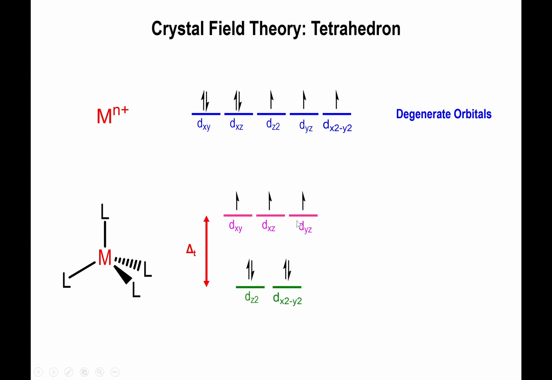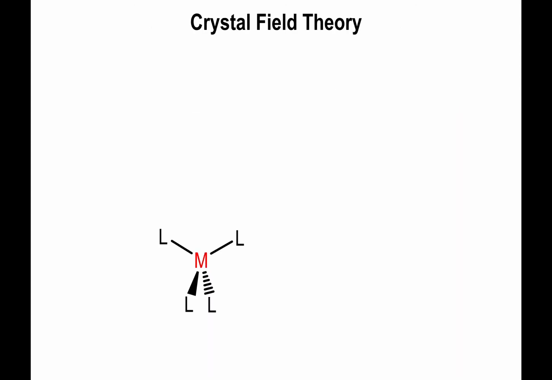The splitting diagram is actually the opposite of that of the octahedral. You have 2 on the bottom, the dz square and the dx square minus y square, and you have 3 on top, which is exactly the same type of orbitals you have for the octahedral structure, except that now the order is reversed. And the reason this happens is because of the same considerations we had before.